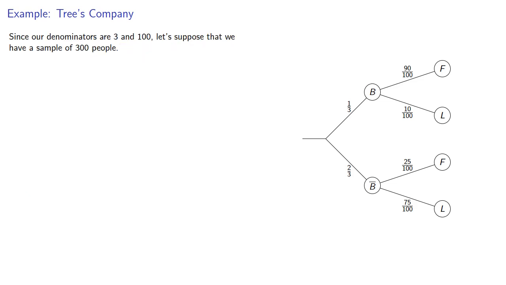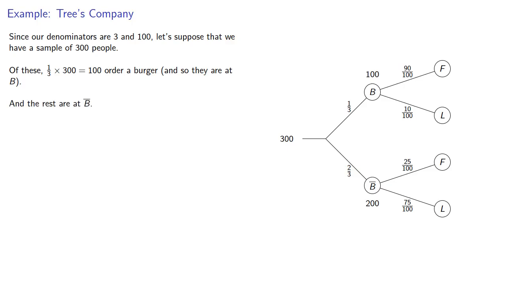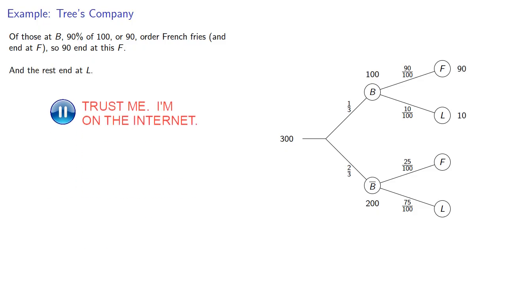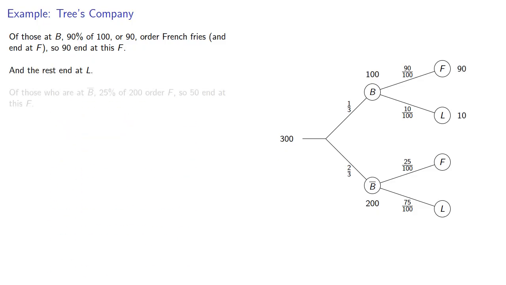Now, since our denominators are 3 and 100, let's suppose we have a sample of 300 people. Of these, 1/3, 100, order a burger, and so they're at B, and the rest are at B complement. Of those at B, 90% of 100, or 90, order fries and end at F, so 90 end at this F, and the rest end at L. Of those who are at B complement, 25% of 200 order F, so 50 end at F, and the rest end at L.